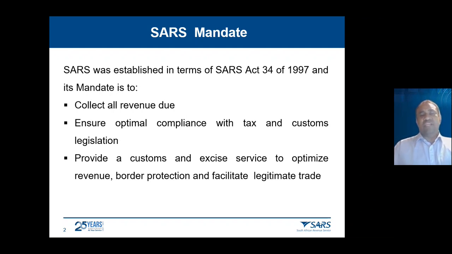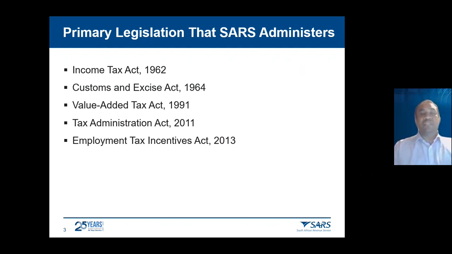But what legislation governs us? Well, what is the legislation that we act upon? Well, the primary legislation that SARS administers is the Income Tax Act as amended of 1962, the Customs and Excise Act as amended of 1964, the Value Added Tax Act as amended of 1991, the Tax Administration Act as amended of 2011, and then the Employment Tax Incentives Act as amended of 2013. So these are the five primary acts that SARS administers while collecting revenue and while ensuring that tax compliance is met. Our primary focus, however, will be on the Tax Administration Act of 2011 and more specifically, Chapter 18 of that Act.